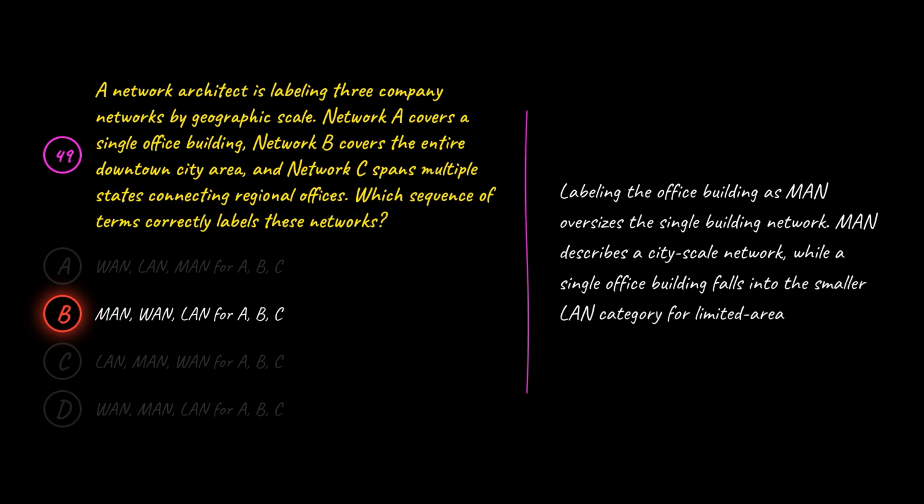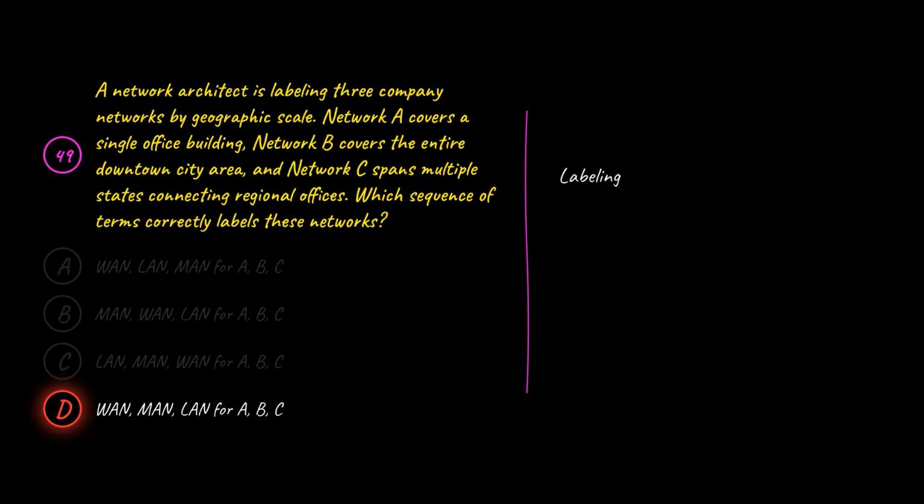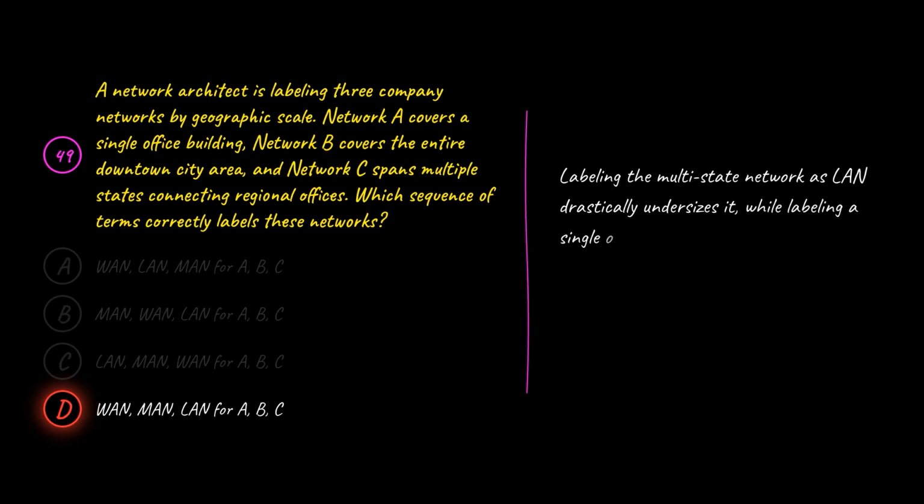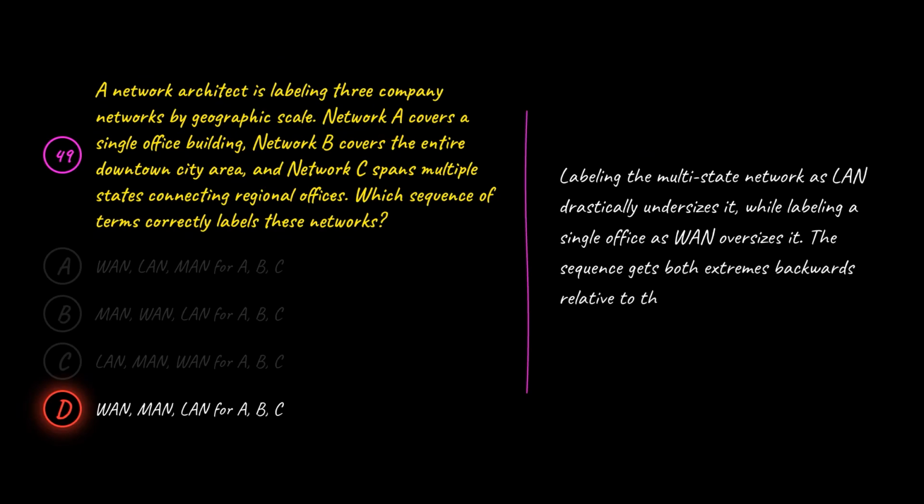D is wrong because labeling the multi-state network as LAN drastically undersizes it, while labeling a single office as WAN oversizes it. The sequence gets both extremes backwards relative to the proper LAN, MAN, WAN size hierarchy order.